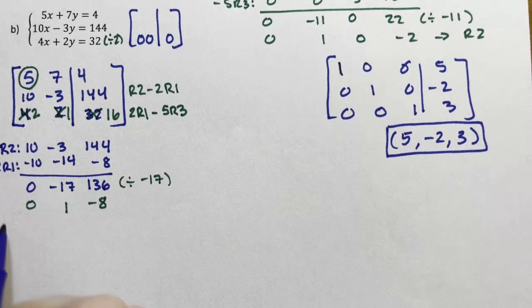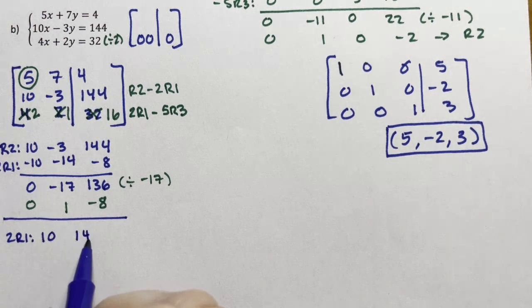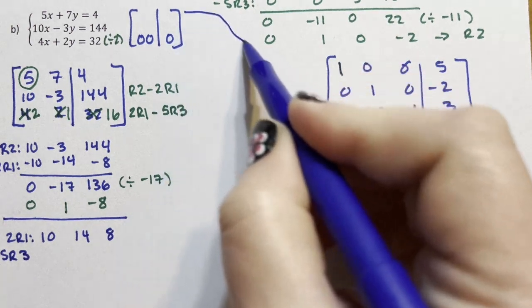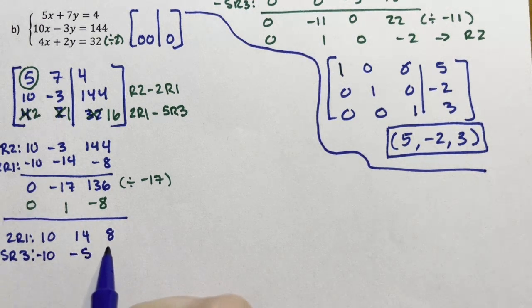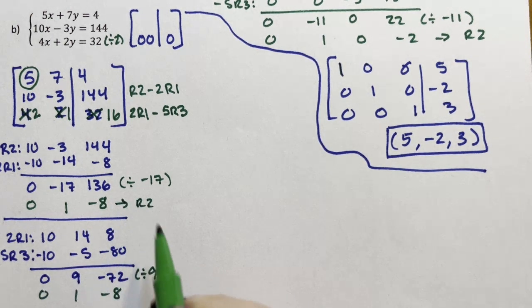All right. When I do the next calculation and I do 2 row 1, I am going to get 10, 14, and 8. And when I multiply by negative 5 row 3, negative 5 times row 3, negative 10, negative 5, and negative 80. I'm going to get 0, 9, and negative 72. And when I divide this by 9, I'm going to get 0, 1, negative 8. This goes into row 2. This goes into row 3.